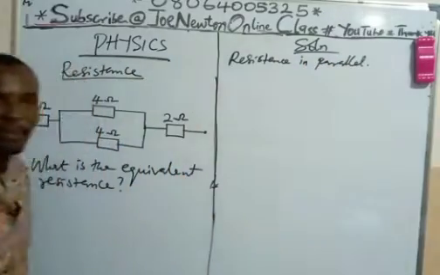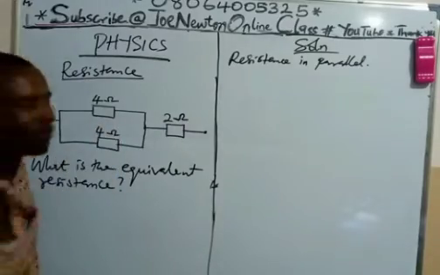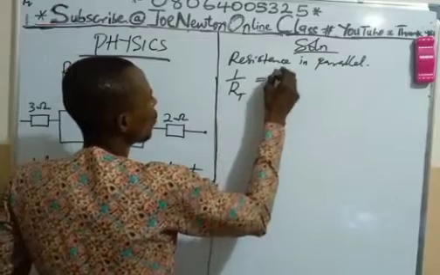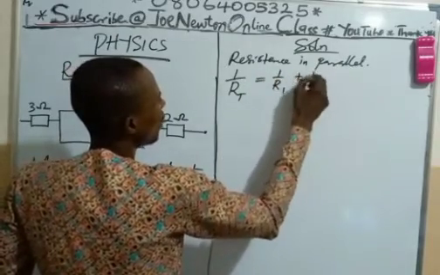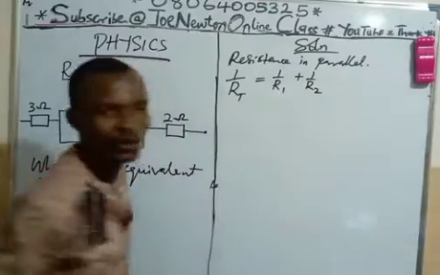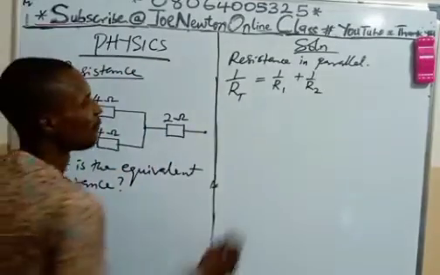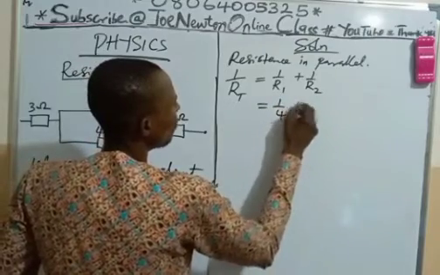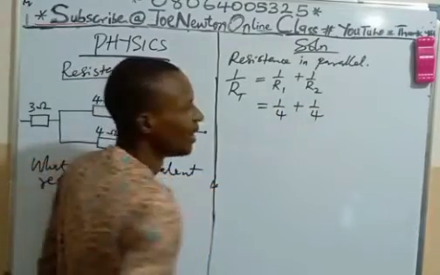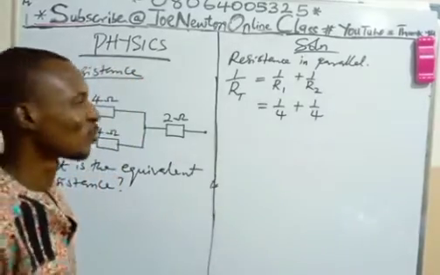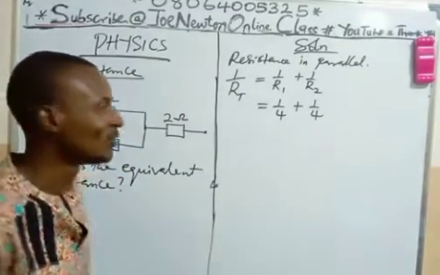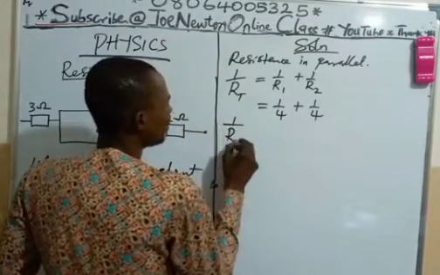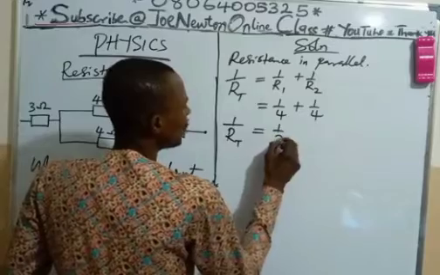We have two resistors in parallel here, 4 ohm and 4 ohm. So we find 1 over R total is equal to 1 over R1 plus 1 over R2, since there are two. And these are the 4 ohm and 4 ohm, which will give us 1 over 4 plus 1 over 4. And of course, we know that 1 over 4 plus 1 over 4 will give us half. That is 1 over 2, which is half. Therefore, we have that 1 over R total is equal to 1 over 2.